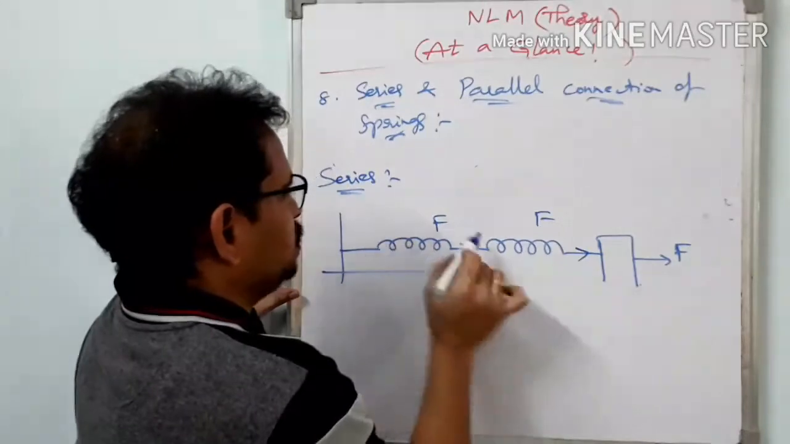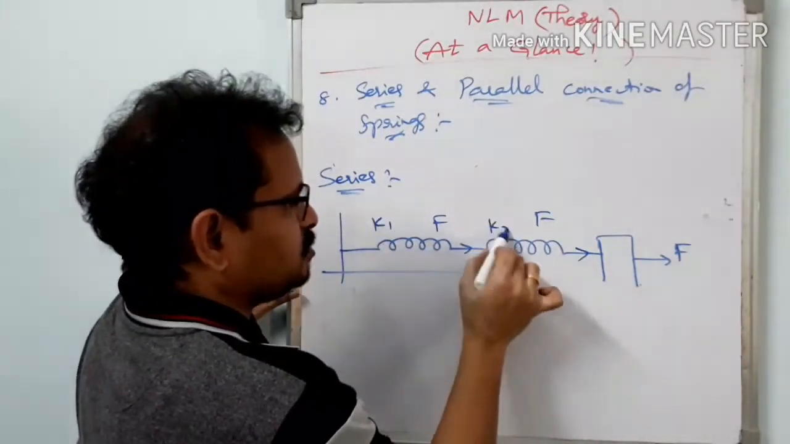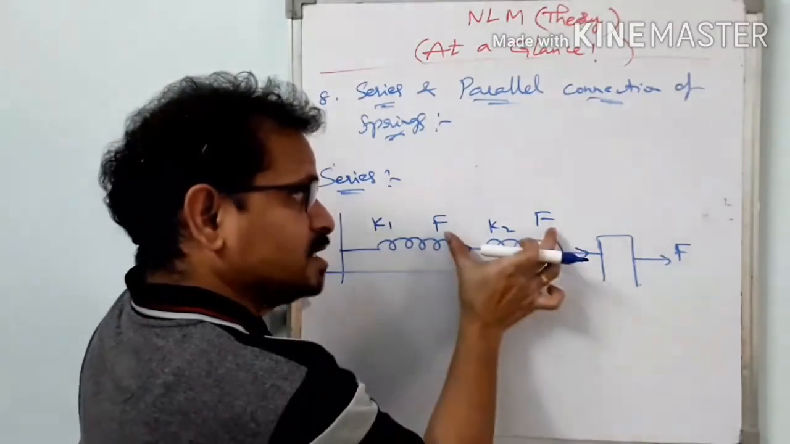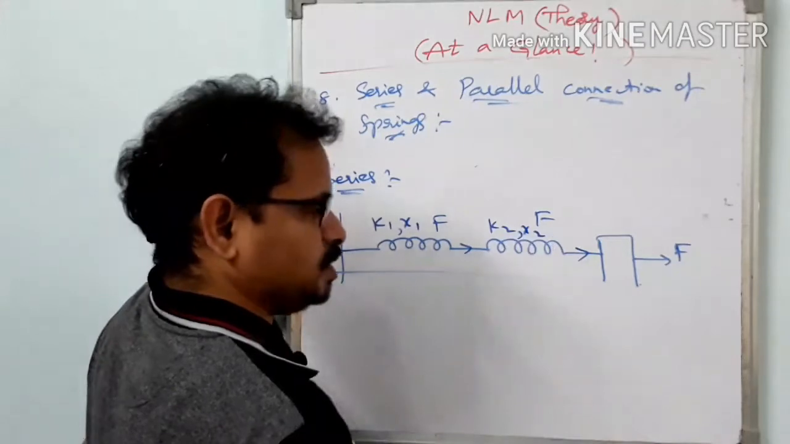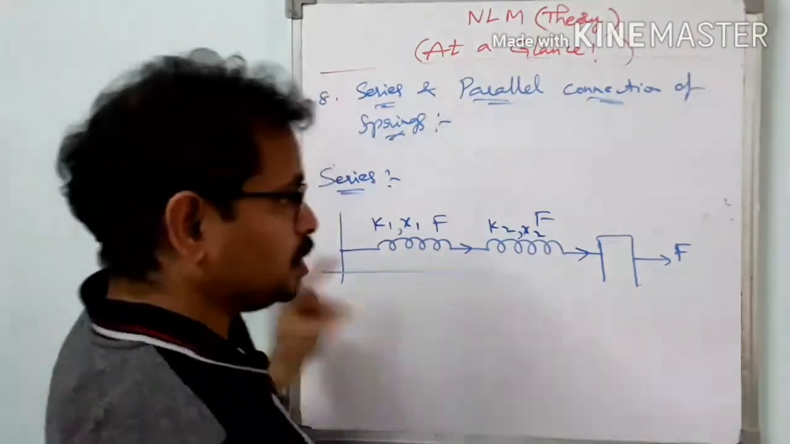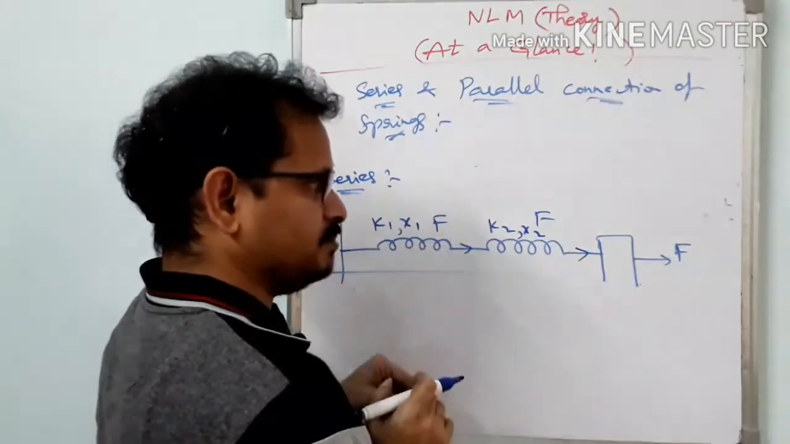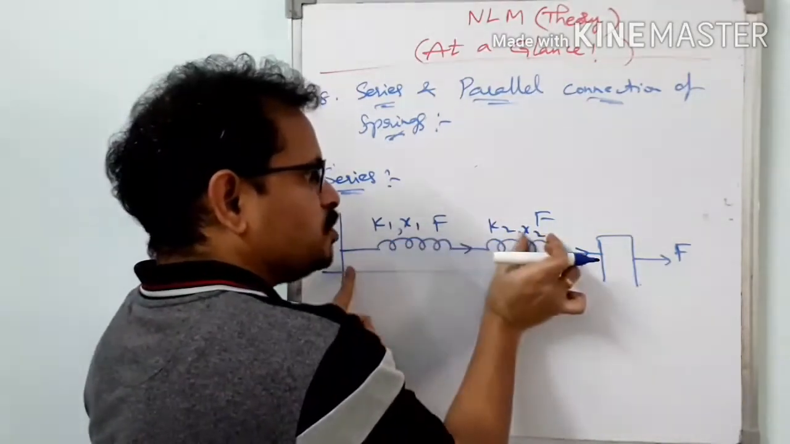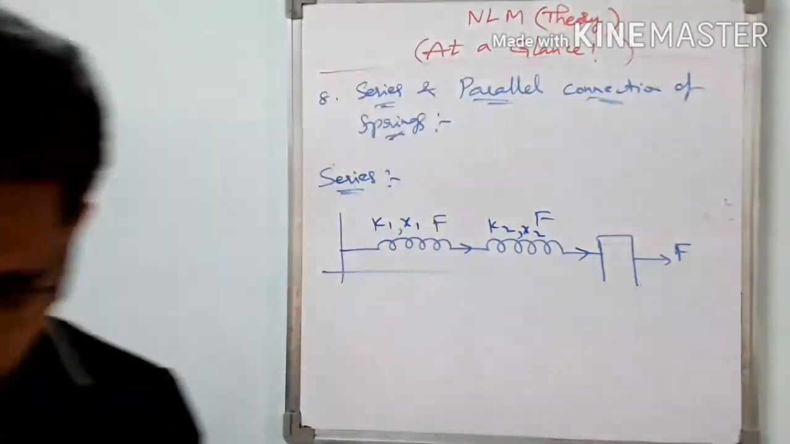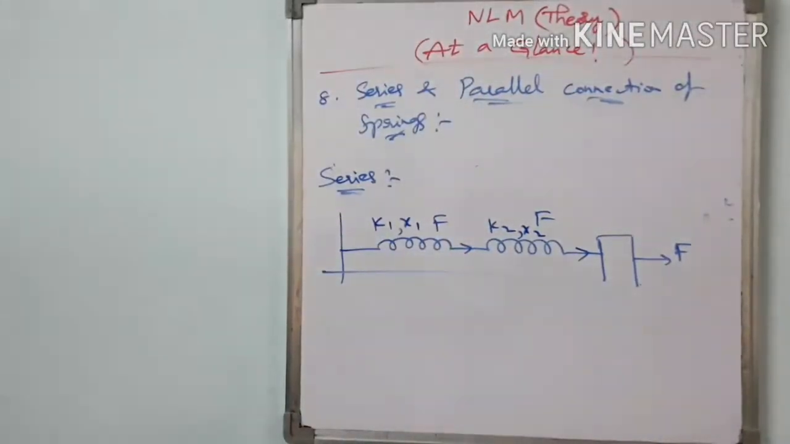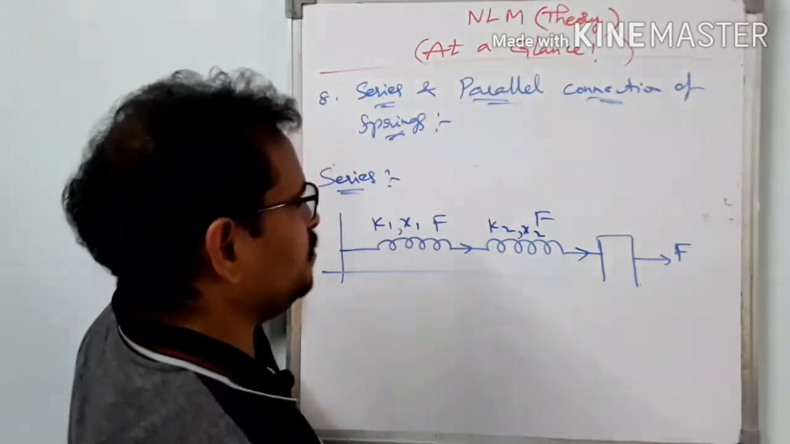Suppose here two springs are there. Here the force constant is K1, here the force constant is K2. Here the forces are the same, but the elongations are different. It is X1 here, and X2 here. Got it? Here two springs are connected in such a way that the same force acts across them, but the elongations produced in them will be different. Such a way of connecting springs is known as series connection or series combination of springs.